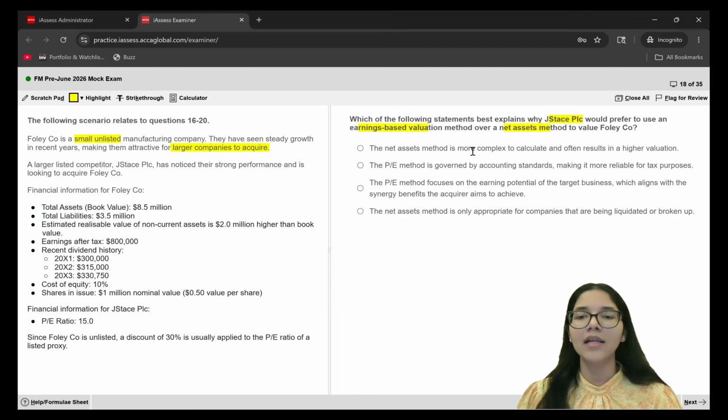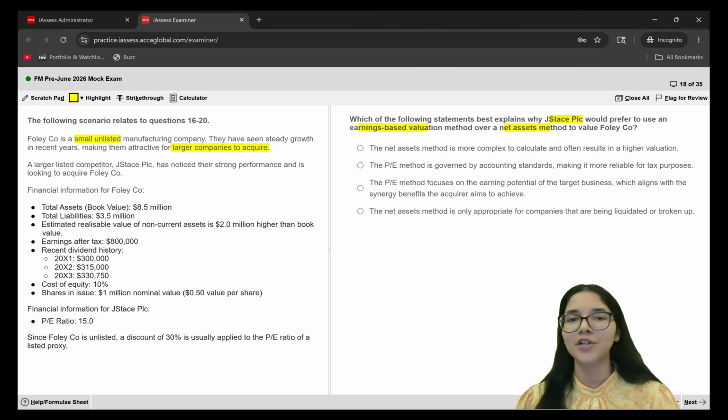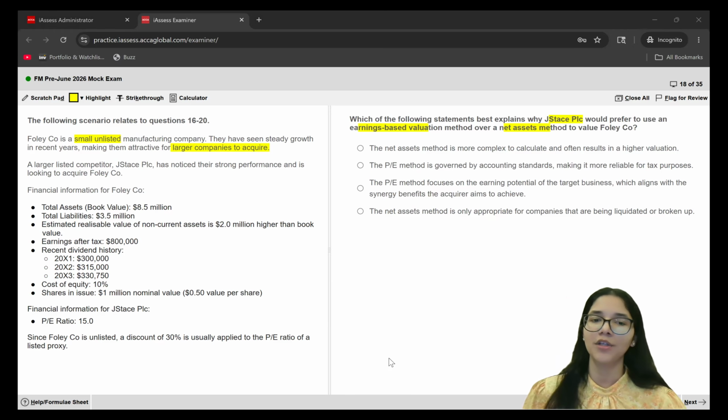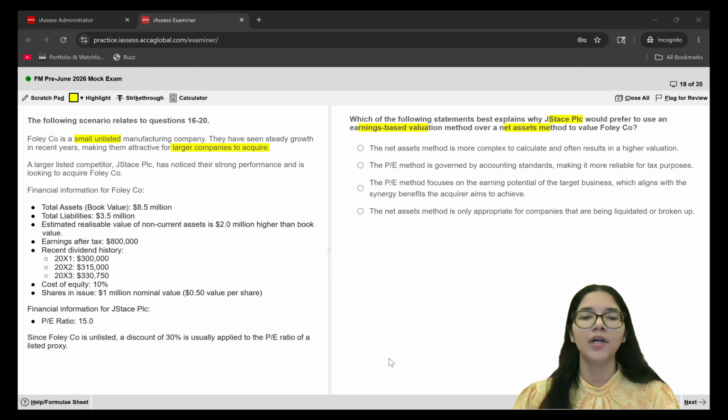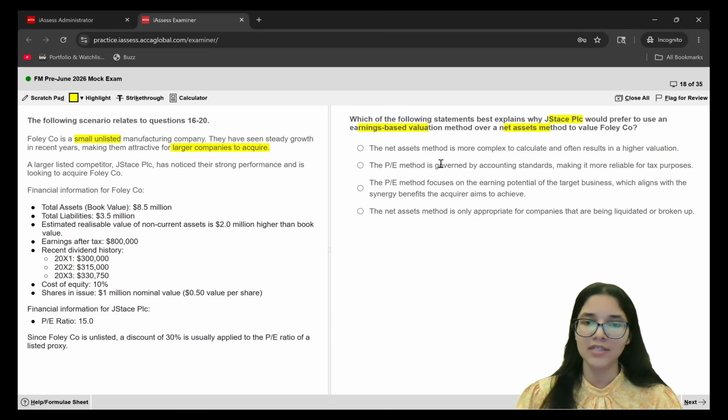Net assets method is more complex to calculate and often results in a higher valuation. This is not a very valid reason. PE method is governed by accounting standards, making it more reliable for taxation purposes. Guys, PE ratio, the price earnings method, your books of accounts are subject to manipulation. The earnings that you're using can be from manipulated figures. So this is also not the right reason.